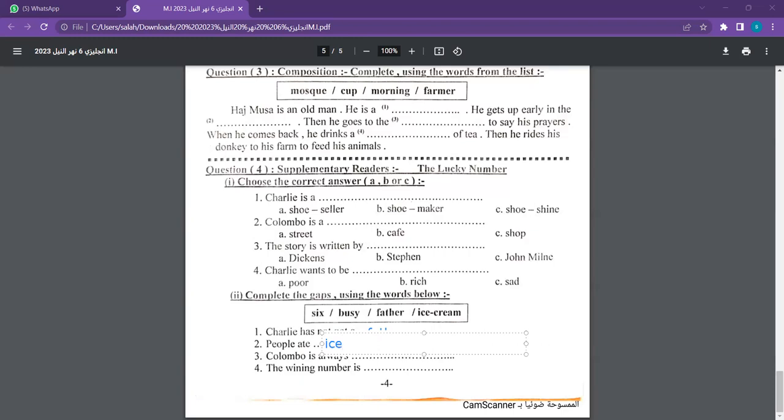Here they ate. Ate means what? They ate something. They ate, they put it in their mouths. Ate ice cream. Yes. Okay. Do you understand? Colombo is always busy, yes, because it has a lot of people in it. Okay. Number four, the winning number is six.